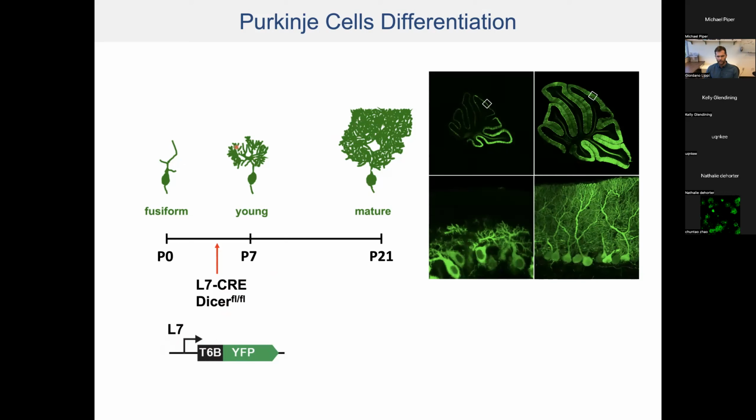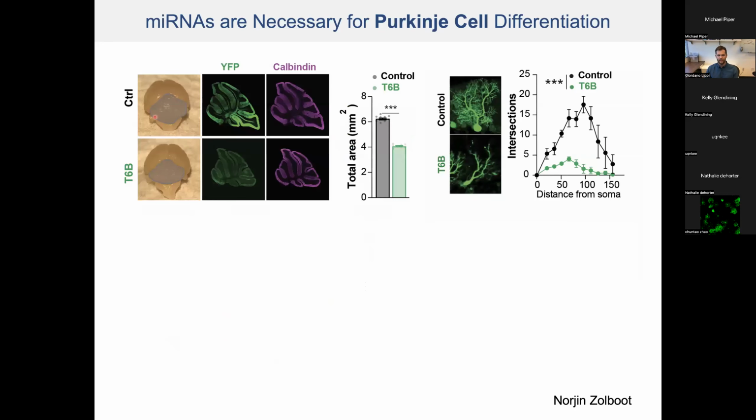And I can show you the rest of the brain. There is absolutely no other cell type that is labeled by this strategy. And you can see very nice labeling of Purkinje cells that are developing across time. And so what happens if we block microRNAs? Well, the effect is very dramatic.